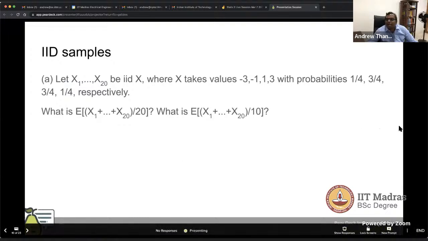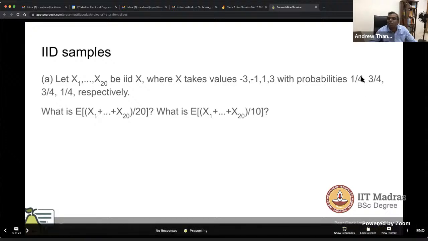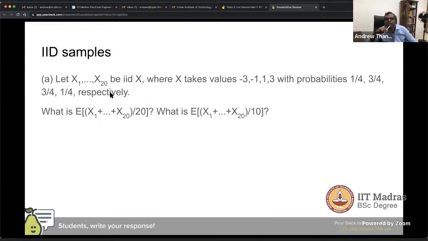So here's 20 samples from some discrete distribution. I hope. Oops, did I mess up the distribution? It can't be 1 by 4, 1 by 4, 3 by 4, 3 by 4, right? Oh my God, I messed it up. So just divide everything by half. Apologize for the probability going messed up. It should be 1 by 8, 3 by 8, 3 by 8, 1 by 8. Of course, 1 by 4, 3 by 4, 3 by 4, 1 by 4 is not a valid distribution. So it's 1 by 8, 3 by 8, 3 by 8, 1 by 8. Okay, please make that correction.